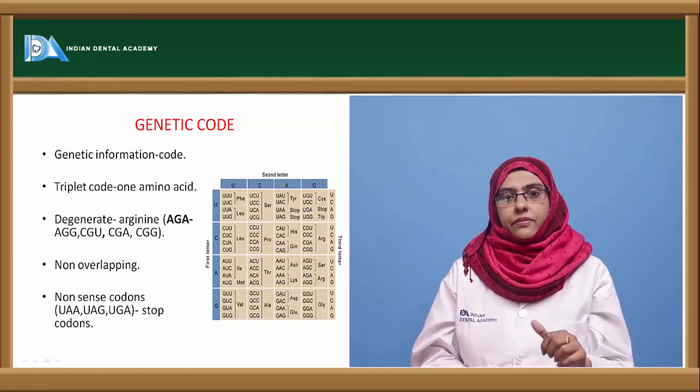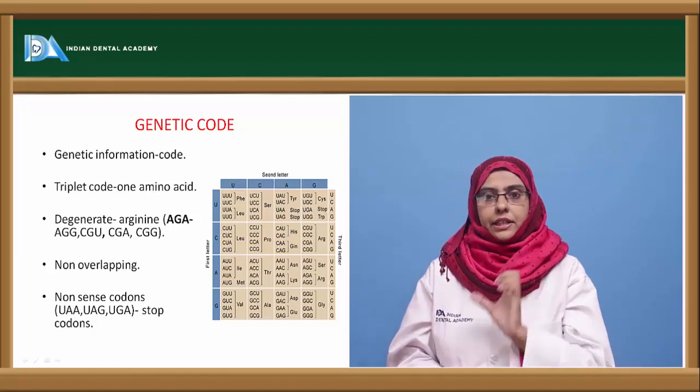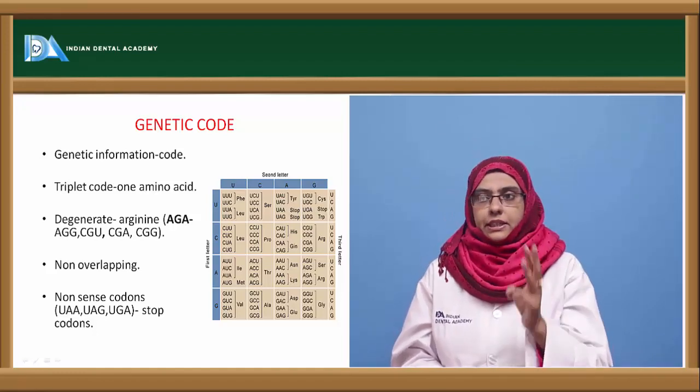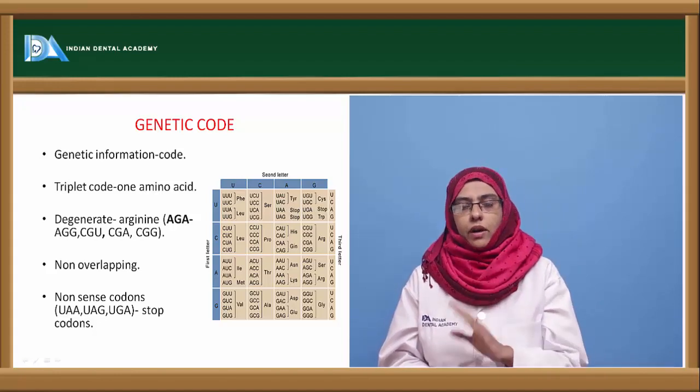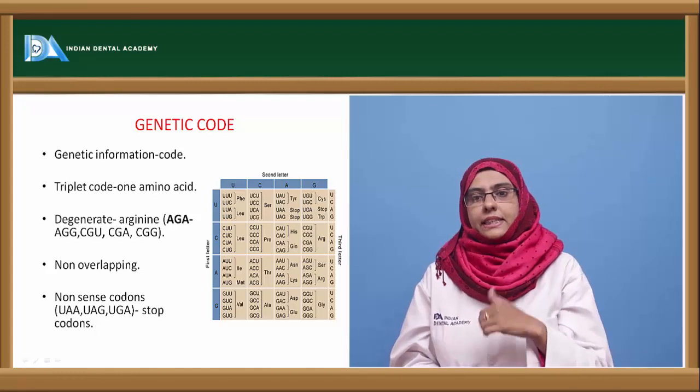We have different codons to synthesize different types of amino acids, and this genetic code has certain properties. It is a triplet code and contains 3 bases. 3 bases code for one amino acid. That means it is a triplet code, and this code is called degenerate.